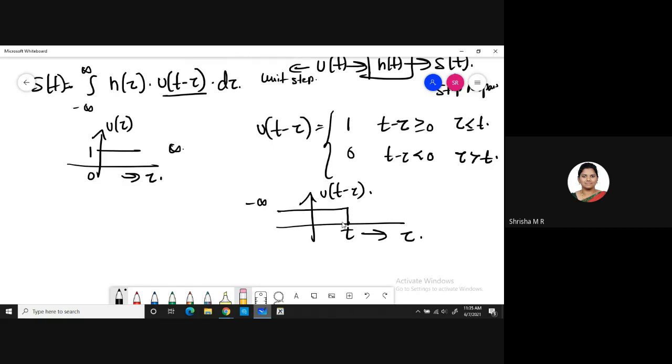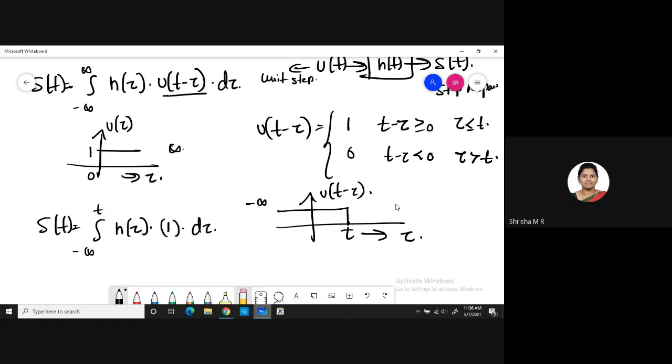So now you can take the limits. u of t minus tau is 1 if t minus tau is greater than or equal to 0, or tau is less than or equal to t. It is 0 if t minus tau is less than 0, or if tau is greater than t. So the signal will exist from minus infinity to t because t is a constant, like our n. Now the restriction for the upper limit will be till t. So s of t would be equal to the integral from minus infinity to t of h of tau into 1 into d tau.